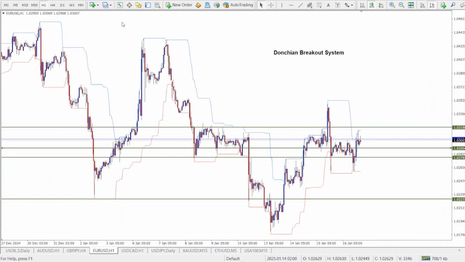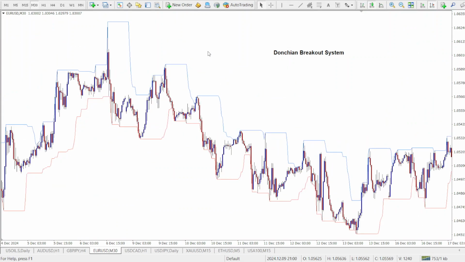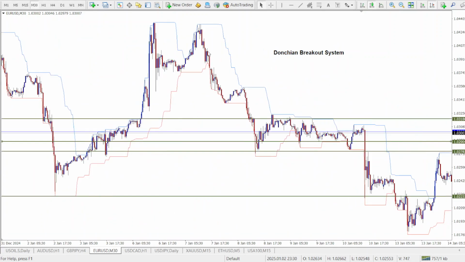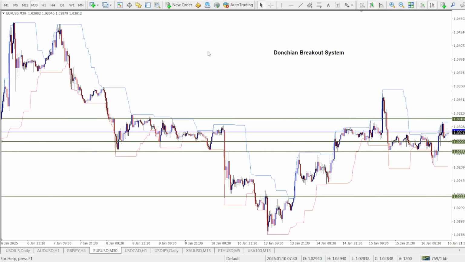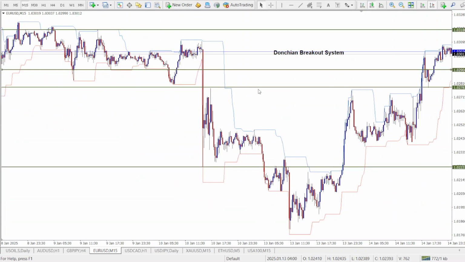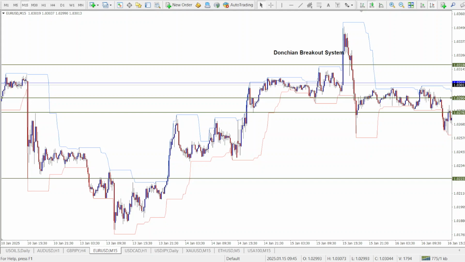Now let's go back to, I think we are on the 15 minutes time frame. I can't remember anymore, but I think it was 15 minutes. So if you are trading on the 15 minutes, for example, then stick to 15 minutes.